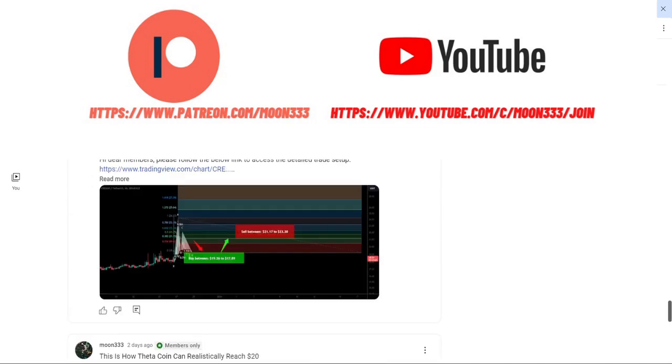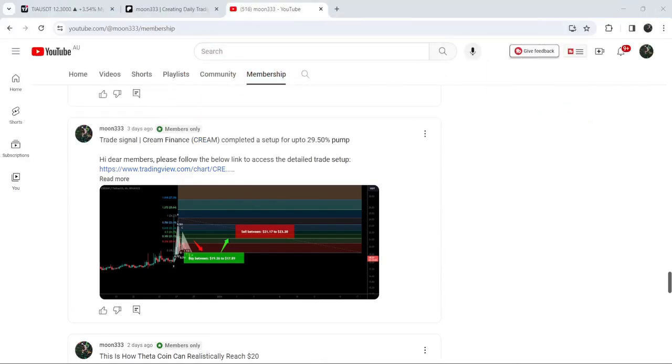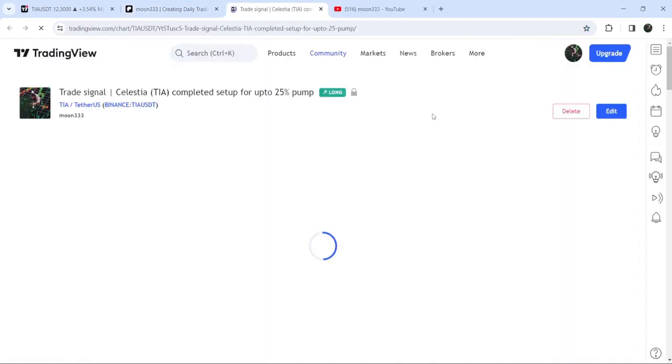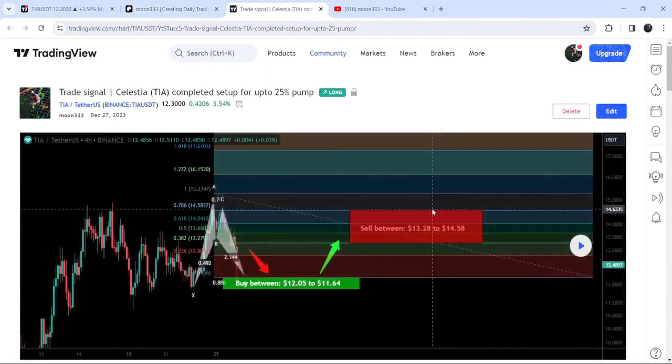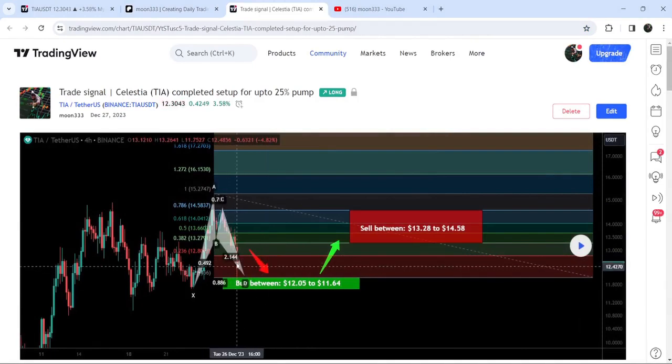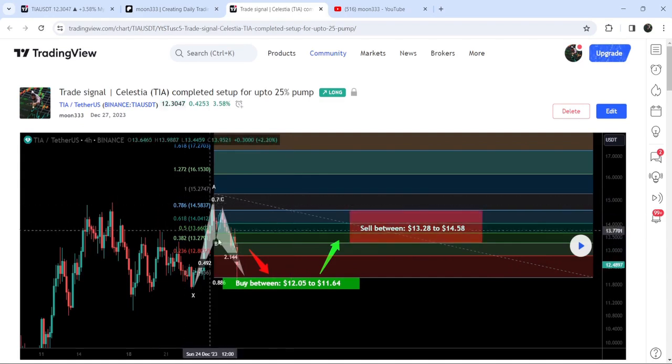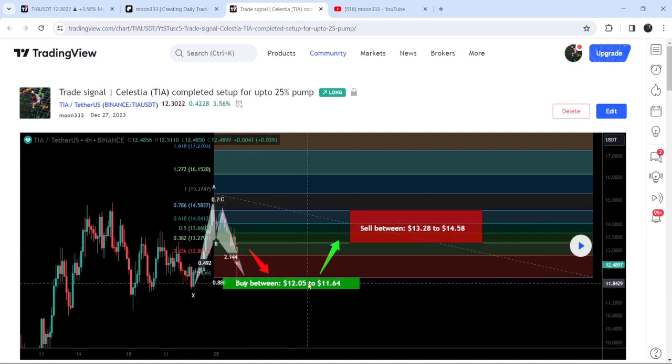So let's start the analysis. First of all, let me begin with my most recent trade signal for TIA that I shared 6 days ago with my members. And that was an expected harmonic bullish reversal move. You can see it was completing the final leg. In fact, after the completion, it slightly moved up. Therefore, I told my members that we can wait for some price correction, and once it re-enters inside this wedge, inside this buying zone, then we can expect another reversal from here.